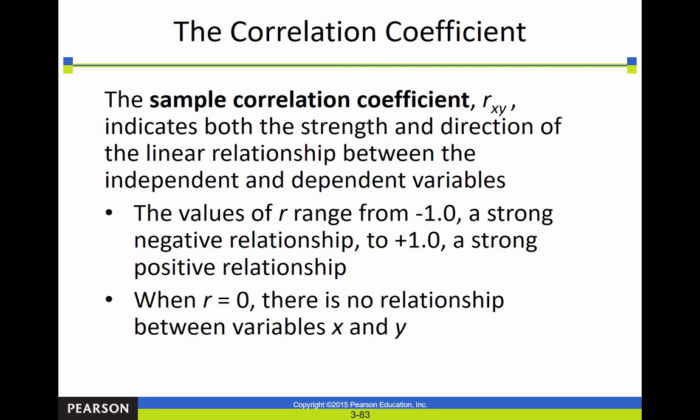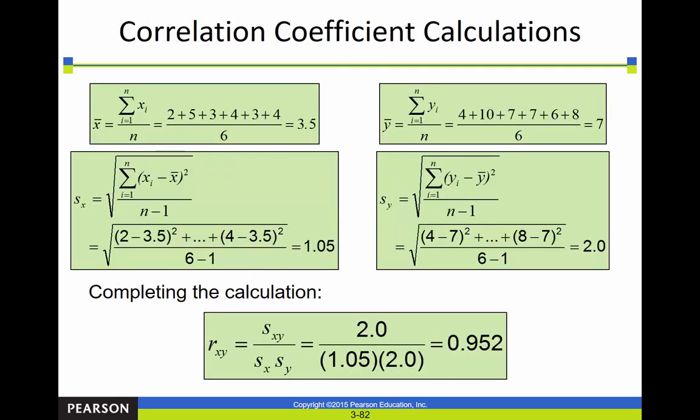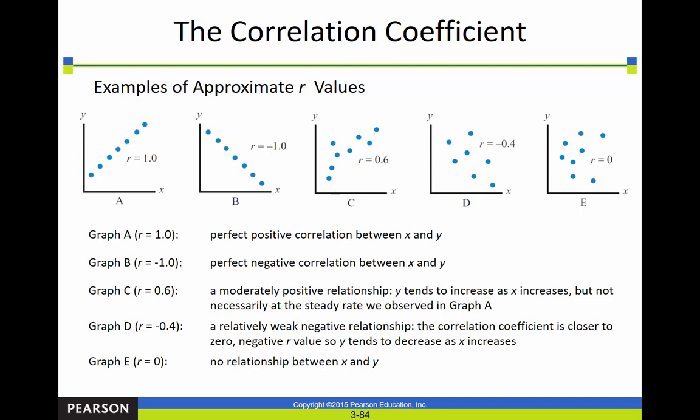So this tells us not only the direction, but also the strength. The closer it is to 1, the better the relationship. In this case, we had a 0.95. So I think that proves that we need to have more salesmen if we want to sell more cars. There's some examples. You can see what a 1 looks like and a -1. 0.6, -0.4, and then a 0 where there's no real relationship between x and y.